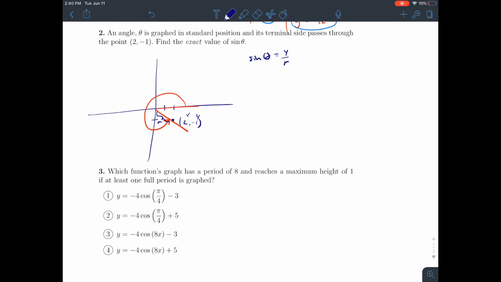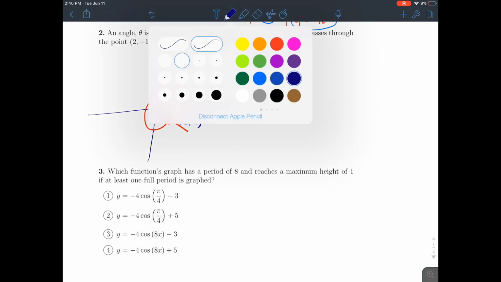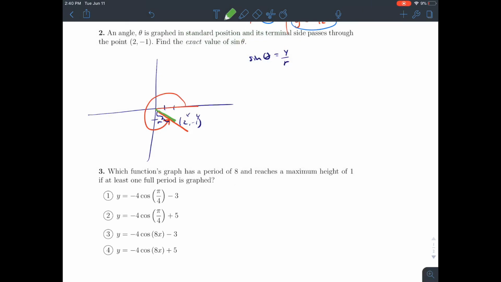To calculate r, we can think about this as a right triangle with side lengths 2 and 1, which means we can use the Pythagorean theorem to find r. So we get 2 squared plus 1 squared equals r squared, because that's the c value, from a squared plus b squared equals c squared. This gives us 4 plus, yep, I did the addition too fast. 4 plus 1 equals r squared. 5 equals r squared. r is equal to square root of 5.